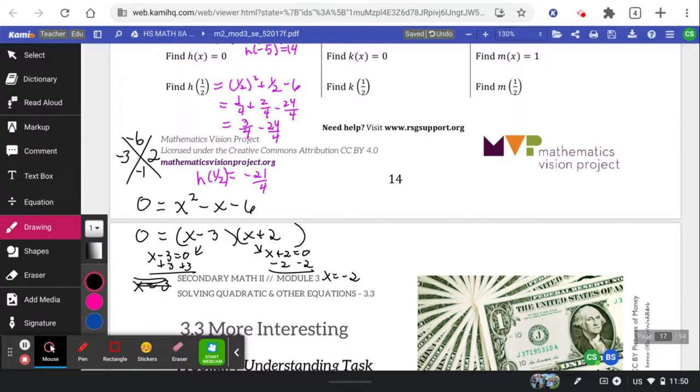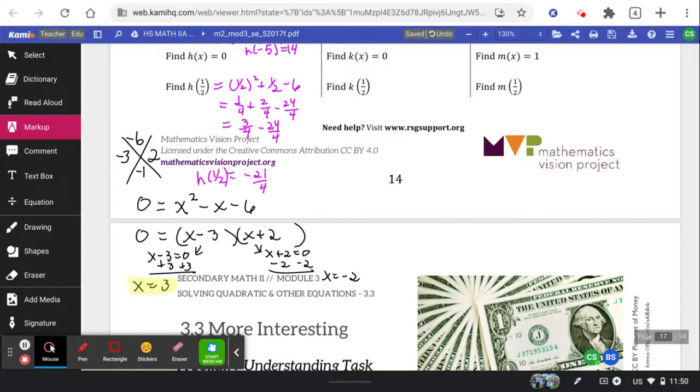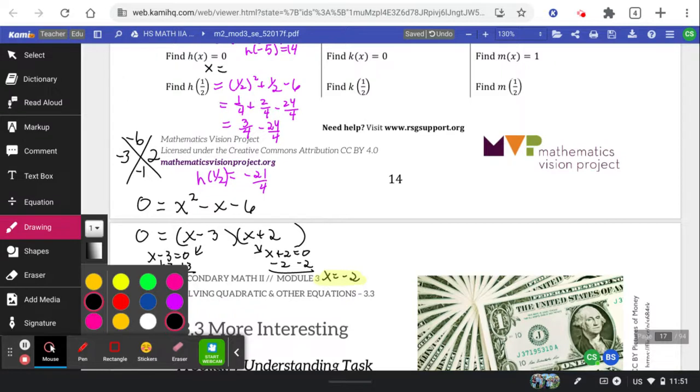x equals 3, and x equals negative 2. So way up here, what was all this work for? x equals negative 2 and 3. I got two solutions for that one right there.